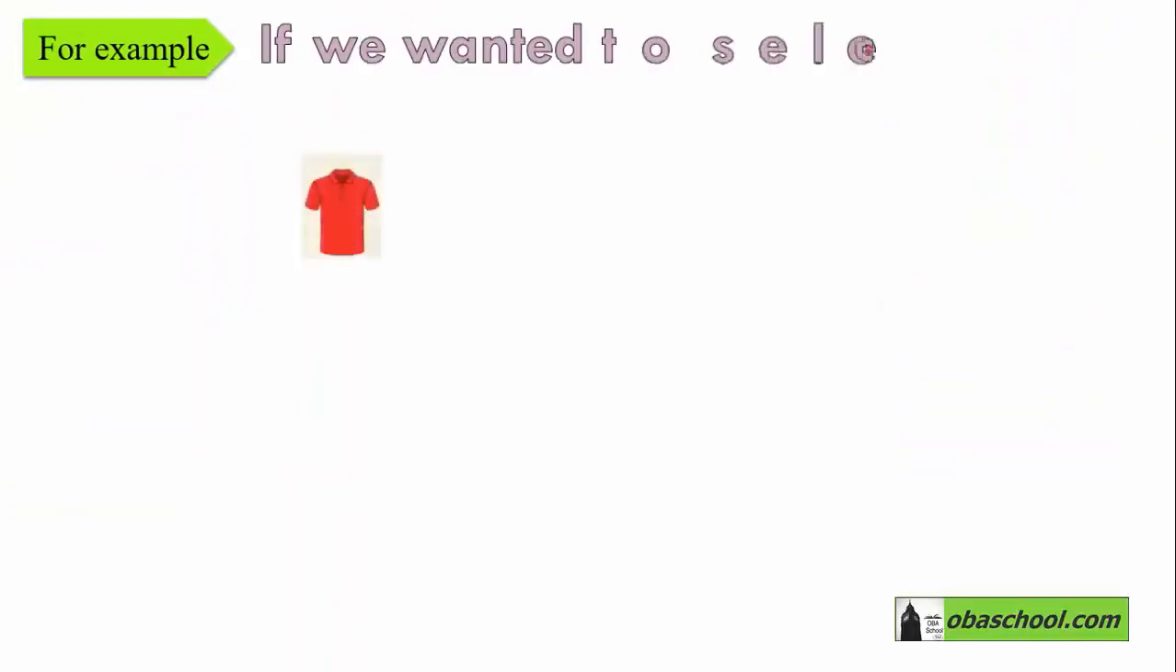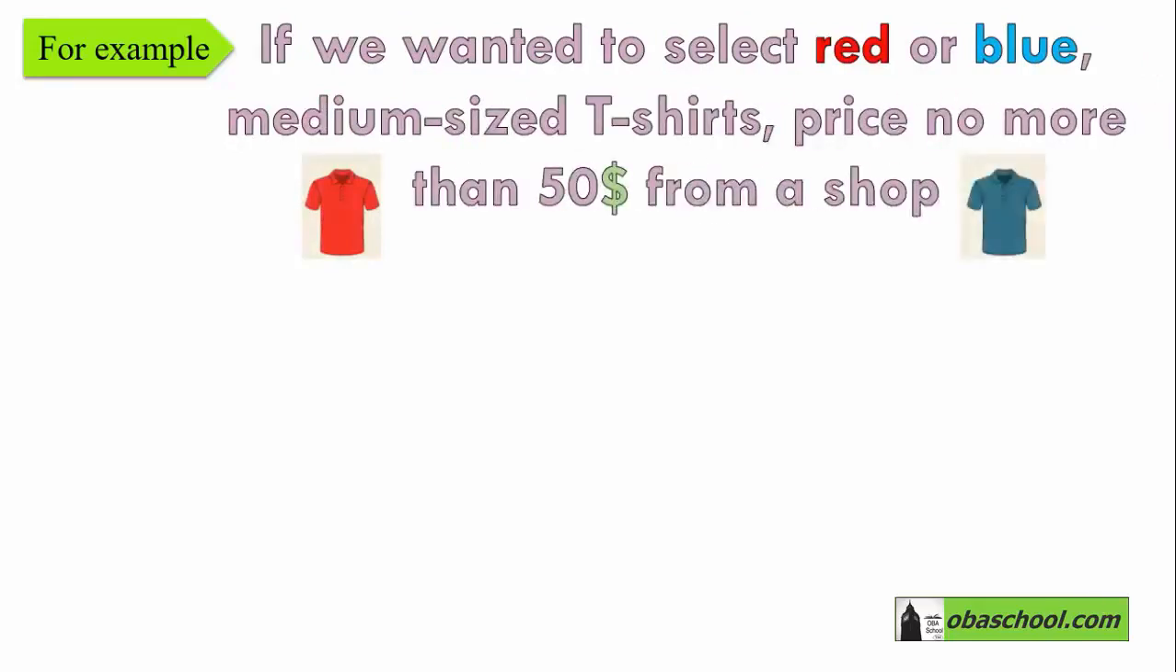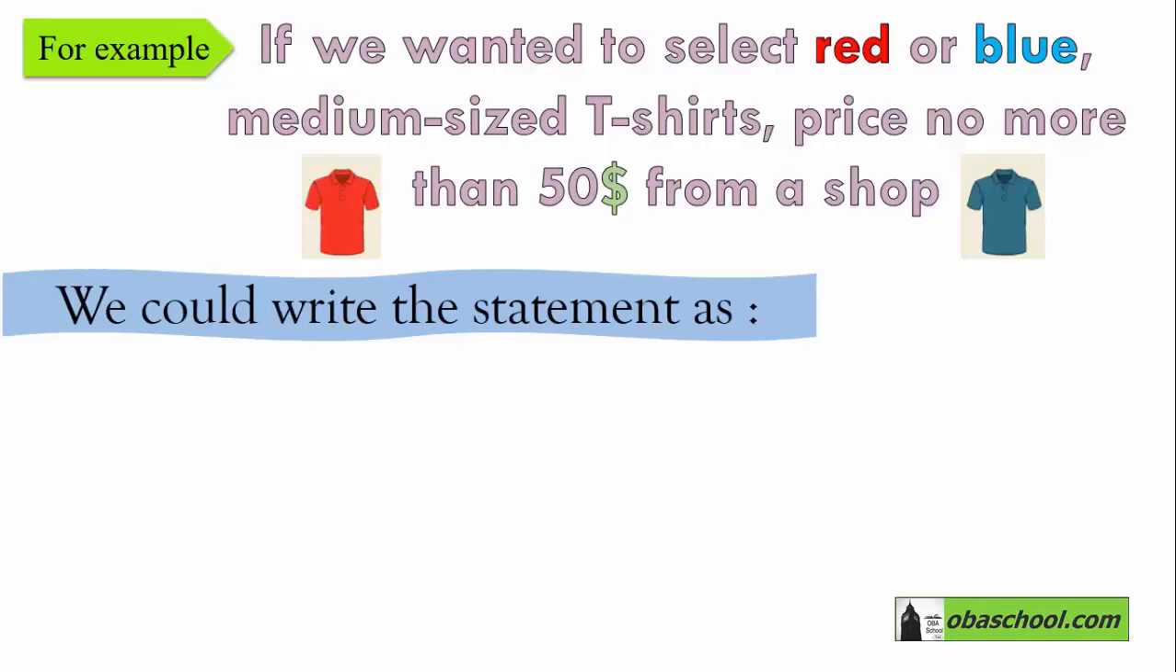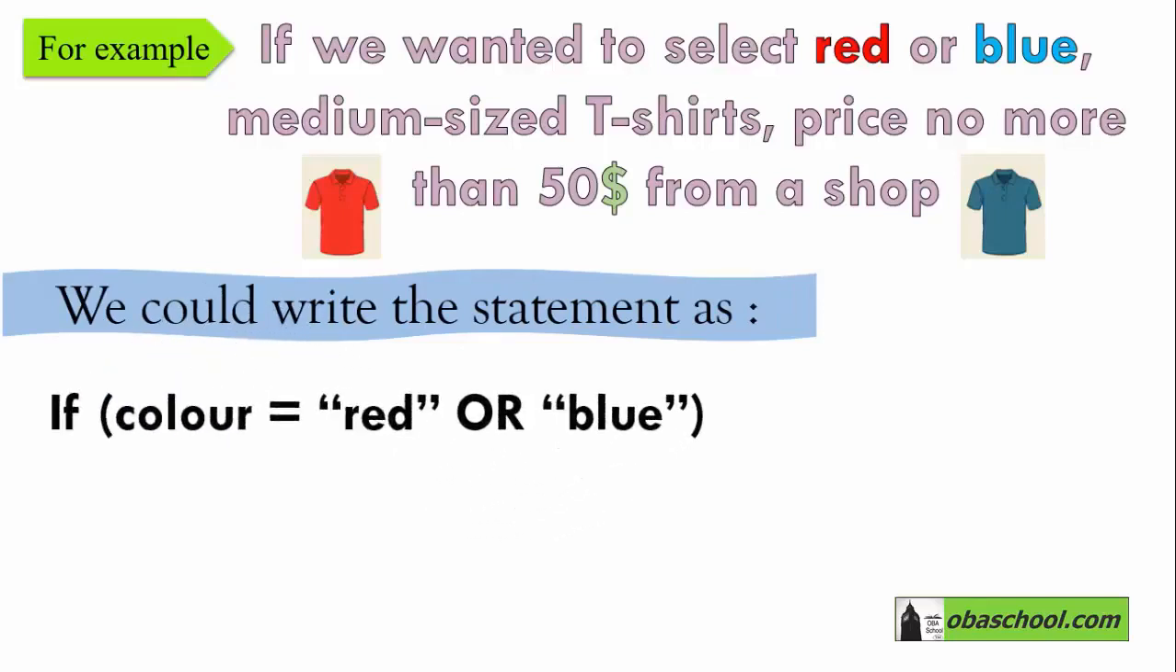Let's look at this example in order to understand this concept better. If we wanted to select red or blue, medium-sized t-shirts priced no more than $50 from a shop, how can we write this through coding? We could write the statement as, if, the if is a condition, color equal red or blue. Why did we use or? Because this is what is stated in the question. We have or between red or blue.